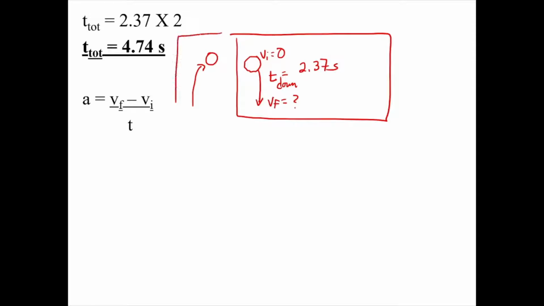You could almost think about it as like panels in a comic strip, the boxes in a comic book, where we're only going to look at the process where it's coming down. That way, v initial is 0. Let's multiply both sides by t.